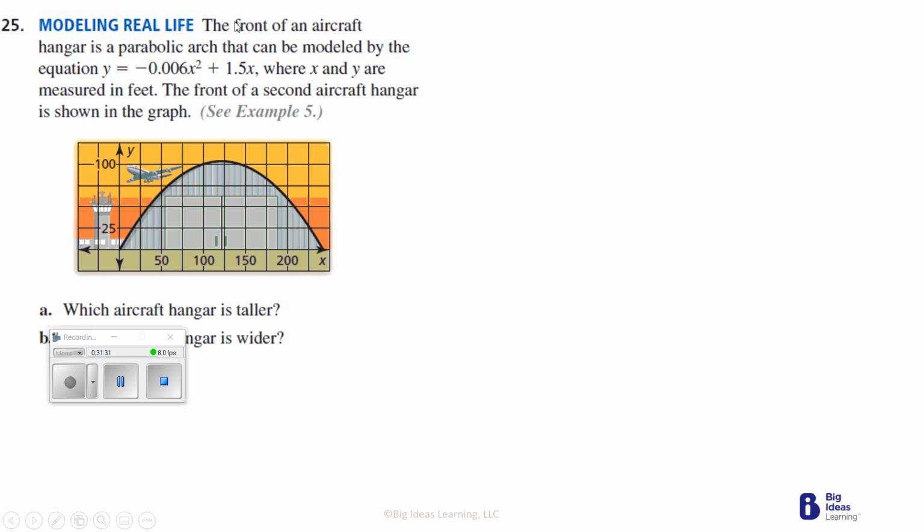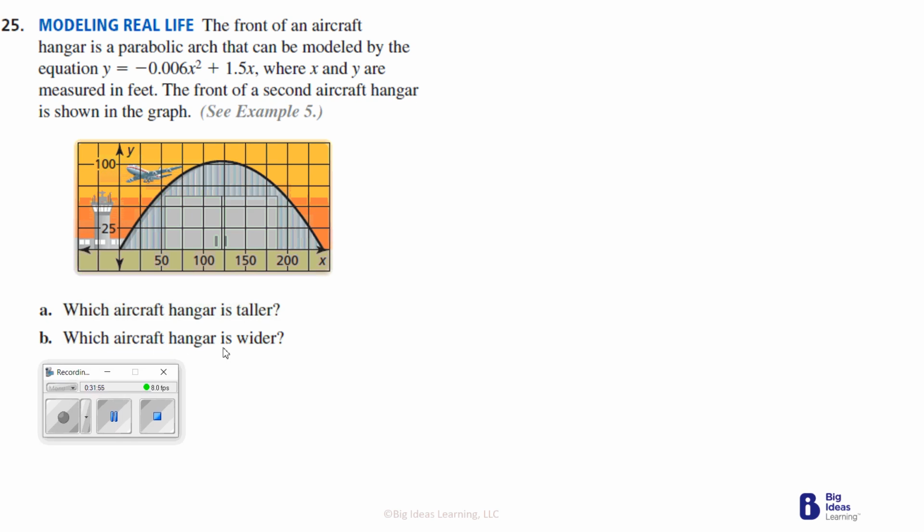And number 25, the front of the aircraft hangar is parabolic, in other words, it looks like a parabola. It can be modeled by the equation y equals negative 0.006 x squared plus 1.5 x, where x and y are measured in feet. The front of the second hangar is shown in this graph here. So it says which hangar is taller, which hangar is wider.